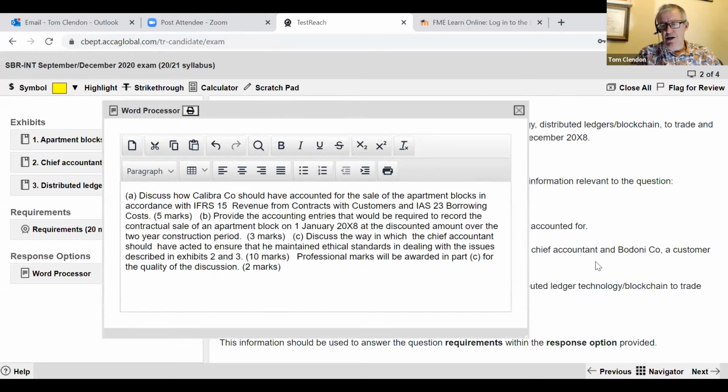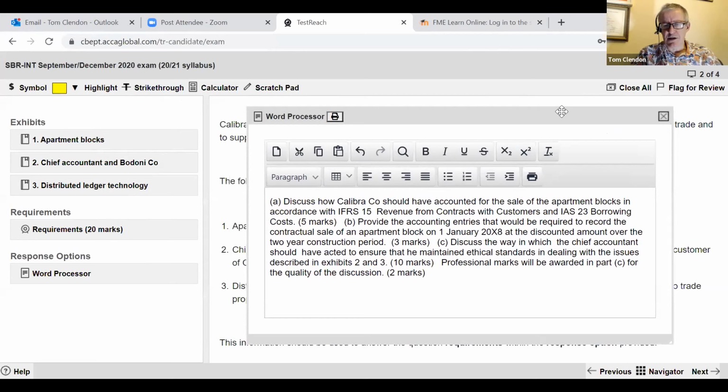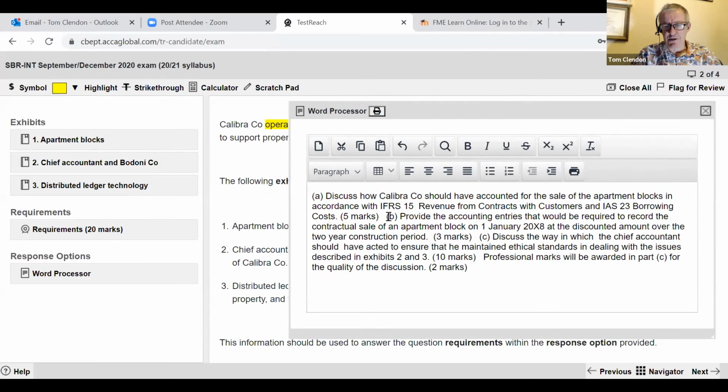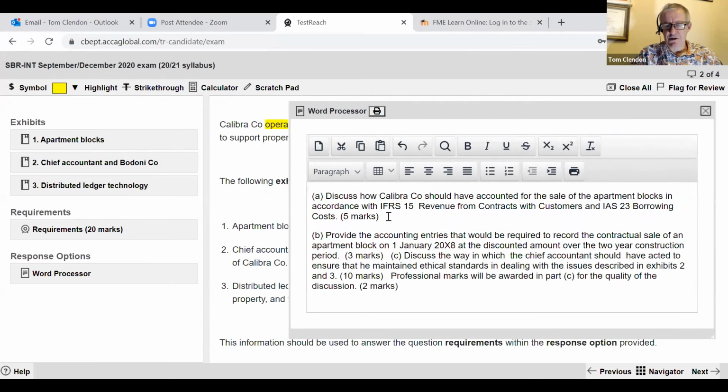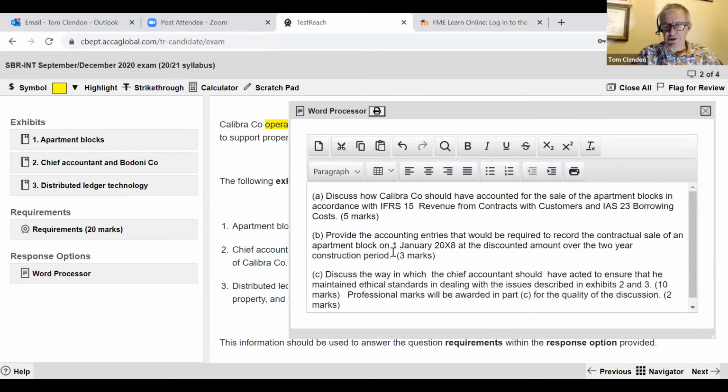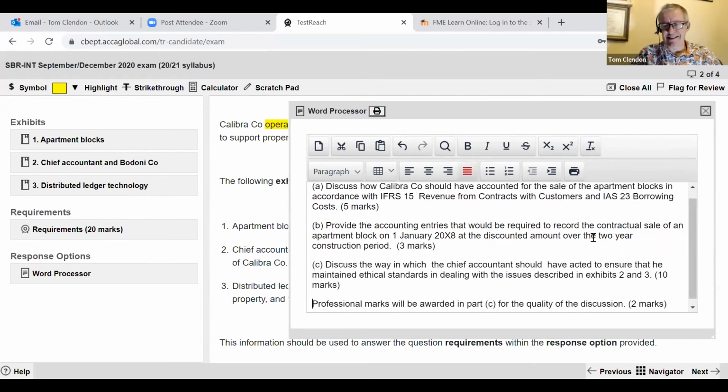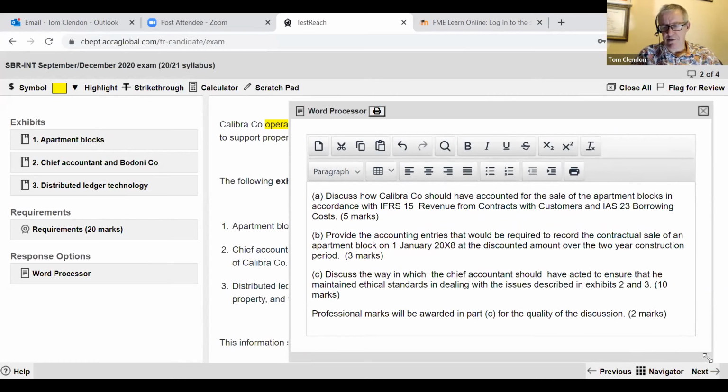So you can see that when you do that, you've lost your formatting, right? You've lost your formatting. So you have to spend a few moments briefly just reformatting the question. So we can now see what we're being asked. We're being asked 3 separate things in this particular question. There are 3 requirements.